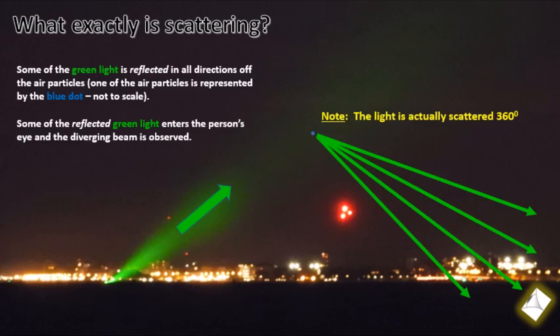What exactly is scattering? Some of the green light is reflected in all directions off the air particles. One of the air particles is represented by the blue dot, not to scale. Some of the reflected green light enters the person's eye, and the diverging beam is observed. Note, the light is actually scattered 360 degrees.